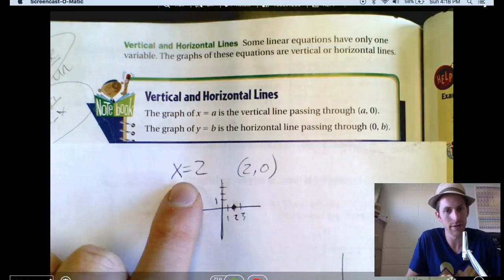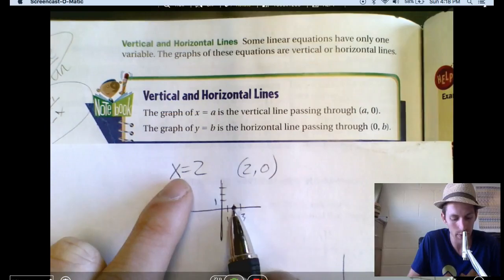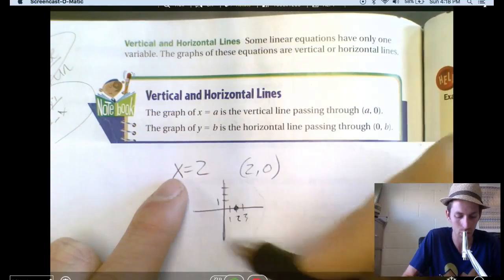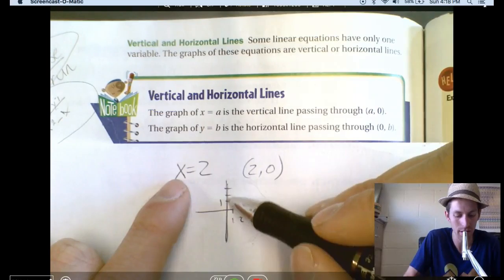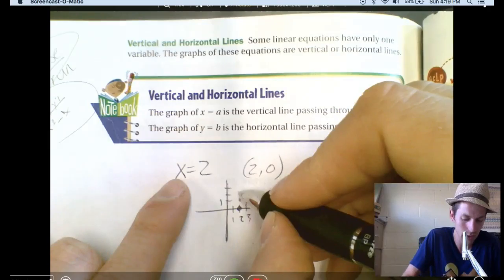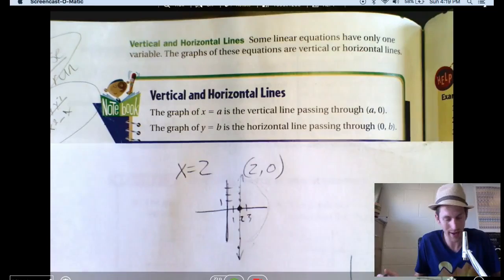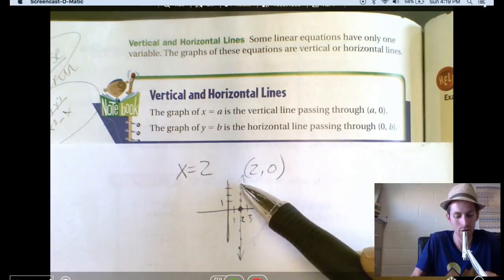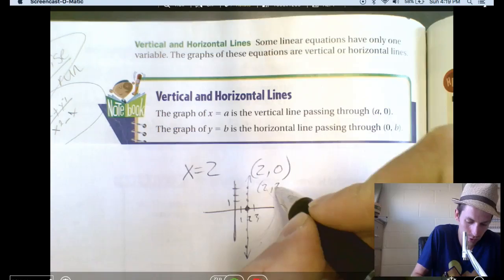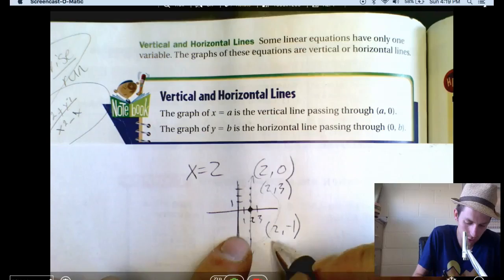For this little equation, x equals 2, the x distance, x is always 2. So no matter where I go in this whole land of coordinate planeville, I have to be 2 away from the y-axis. 2 away. X is always positive 2. What kind of line am I actually making if I connect these dots? A vertical line. Yeah. Can you tell me any point on this line where the x coordinate wouldn't be 2? No. Up here, this would be (2, 3). Down here, this would be (2, -1). Or (2, -2). X is always 2. You see how that works?